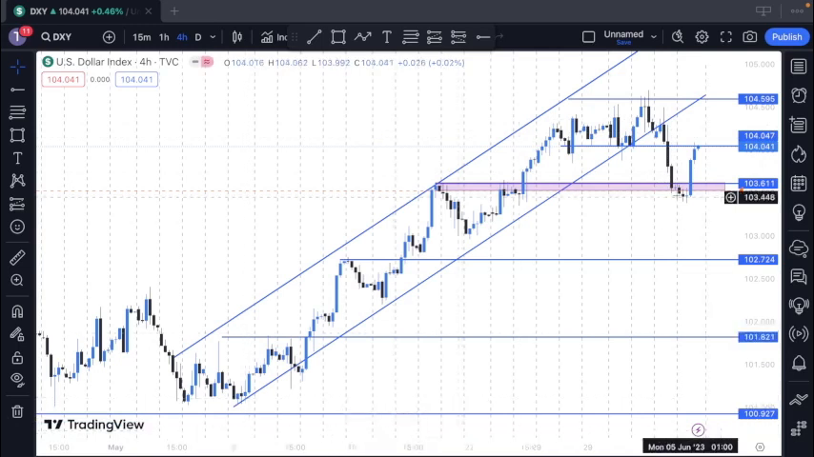Here, it faked out and took out buyers that had their stop losses around here, and then continued going in the direction that it was going to be going.